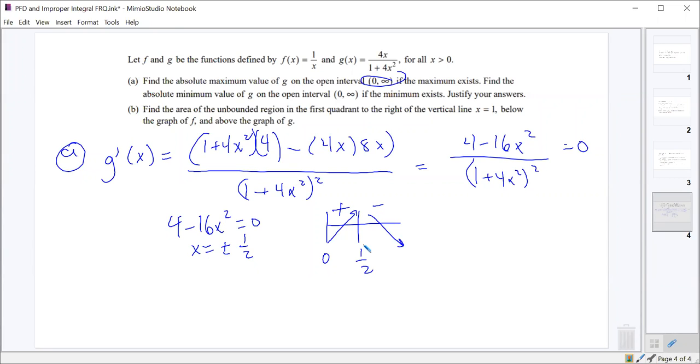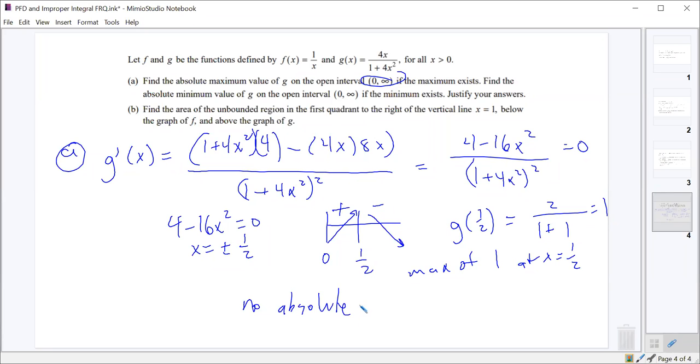So we have a max, and did it ask us to find the max? Yeah, find the actual value of the max. So g of 1/2 should be 2 over 1 plus 1. Looks like it should be 1. So we have a max of 1 at x equals 1/2. And then we will say that there is no absolute min because there's only the one critical value.